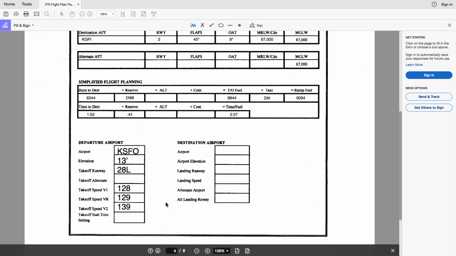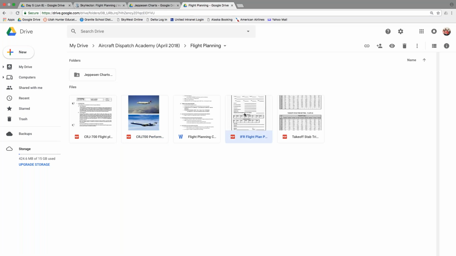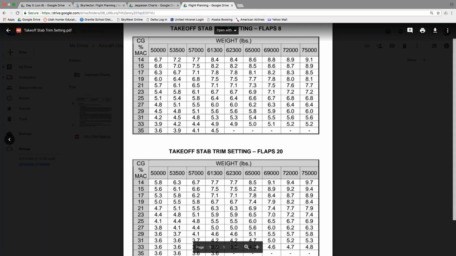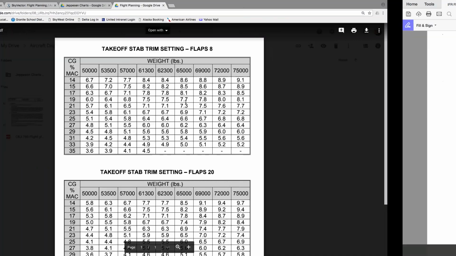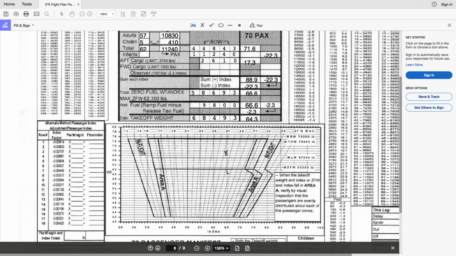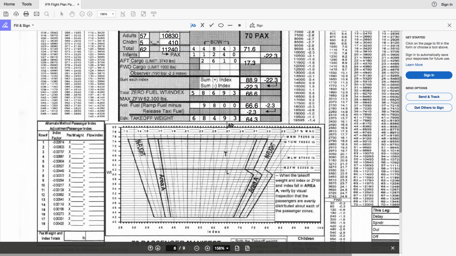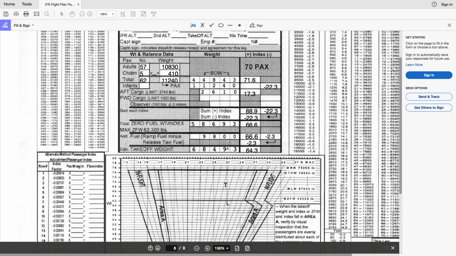Okay, takeoff stab trim setting. This one is this loan sheet right here. You guys remember how to do this one? Okay, percentage of MAC. So we just go straight up on our weight and balance sheet, straight up to the top here. 26 point blah. Pretty close to 27. We'll call it 27.